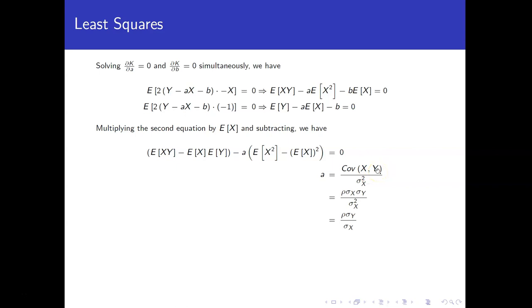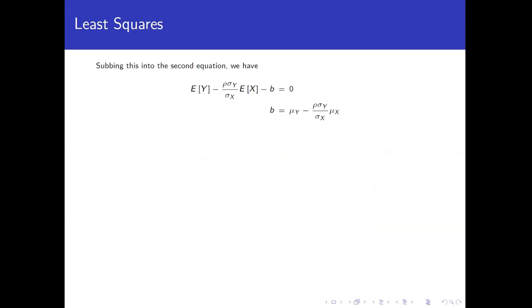Remember, your covariance of xy is the correlation times the product of the standard deviations. So one of the standard deviations will cancel out, and so you'll get rho, the correlation coefficient, times the quotient of standard deviation of x over the standard deviation of y. All right, let's plug this into the second equation and solve for b.